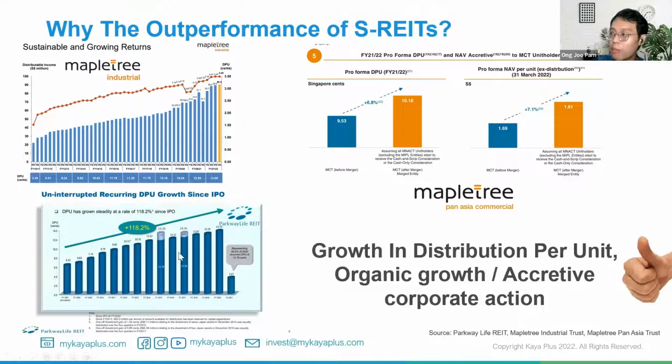So from here you can see Mapletree Industrial for the past 10 years, dividends has always been going up, right? Per unit basis, not just on a pro forma basis, but also on a per unit basis. Same goes to Parkway Life REIT, right? Every year they are increasing their dividend payout per unit to their unit holders.